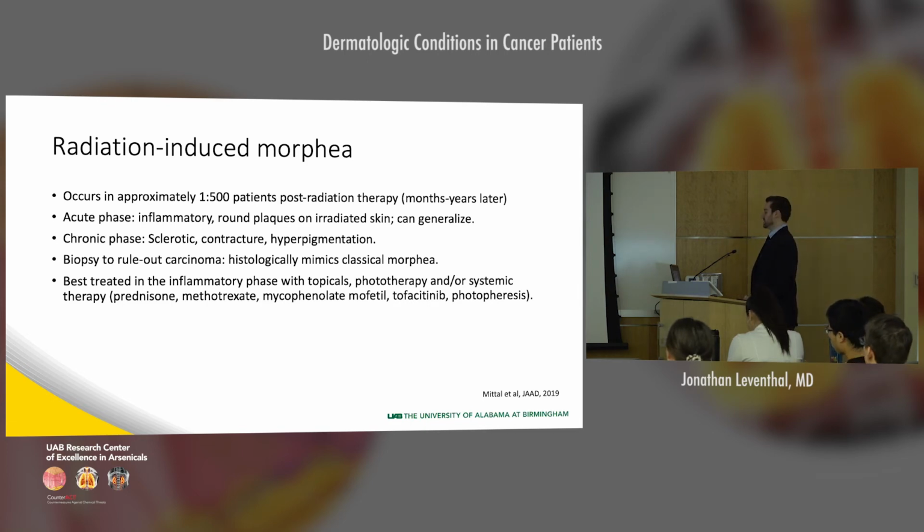And so we conducted a study, with Yale, Stanford, and Northwestern, that looked at what's the best way to treat these patients. It was retrospective. Most patients did well if you treated them early on in the inflammatory phase, with usually a combination of topicals, phototherapy, or systemic drugs. Prednisone, methotrexate, Cellcept, tofacitinib, and photopheresis were medicines that were used that induced a complete or partial response.